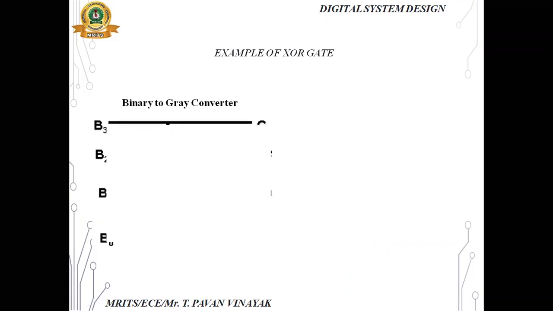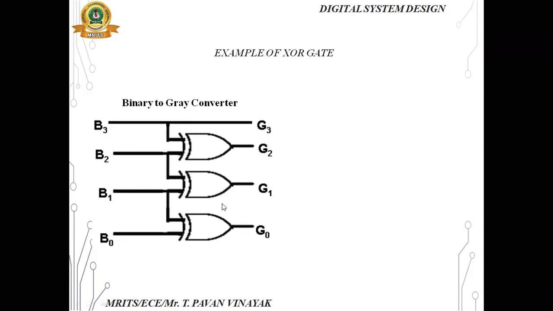So example, binary to gray converter. Just now I said it. Now gray to binary. So gray to binary, let us see. I am given inputs G3, G2, G1, G0. I want B3, B2, B1, B0. So B3 is same as G3, right?